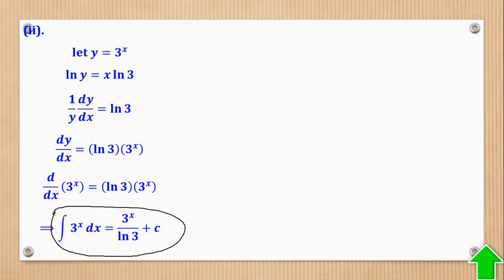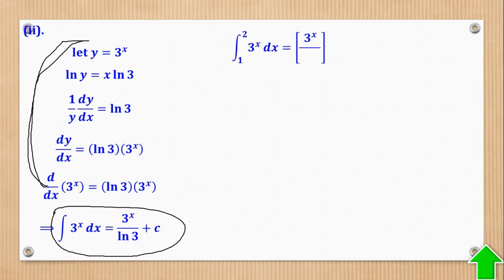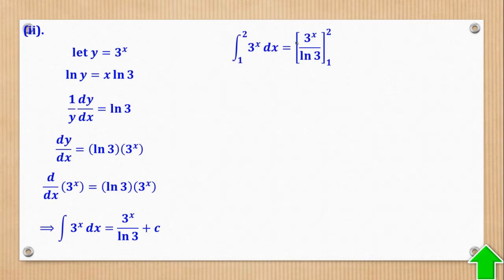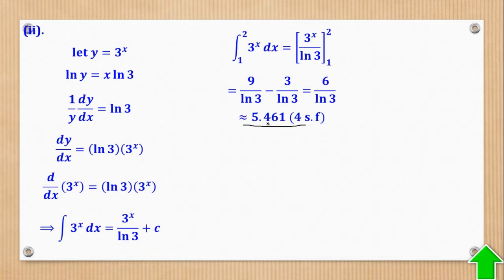if you know how to use them very well. But if you don't know, you have to go through all these steps. However, going through all these steps, there is no mark given. So the marks will be from here. So integrating this gives me that, then substitute the limits and get the output to the required accuracy.